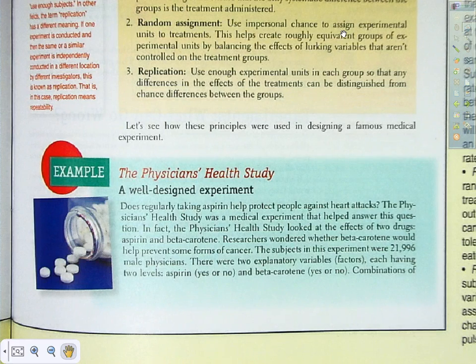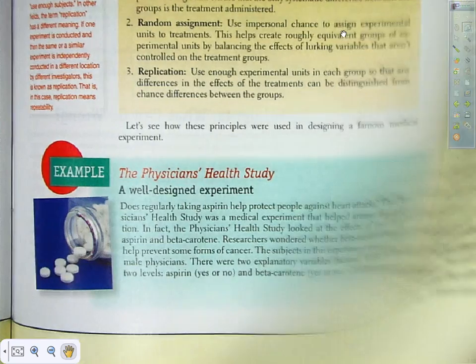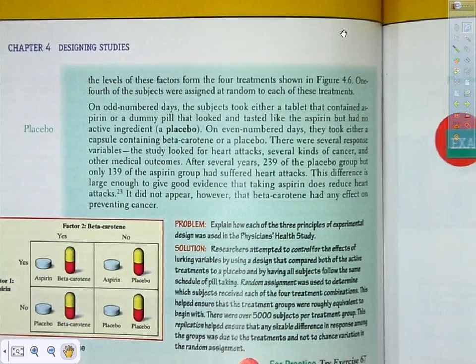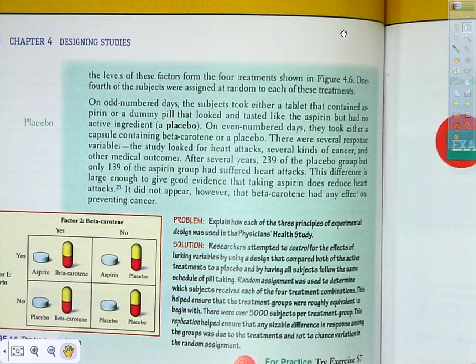21,996 male physicians. There were two explanatory variables, or two factors, each having two levels, aspirin and beta-carotene, and so either they're going to take aspirin or not, or they're going to take beta-carotene or not. And so the combinations of these levels form the four treatments. So there were four treatments. And a fourth of the subjects were assigned at random to each of these treatments.